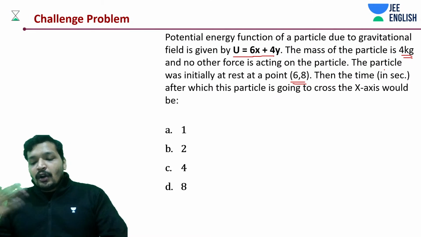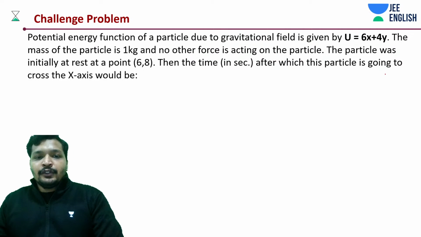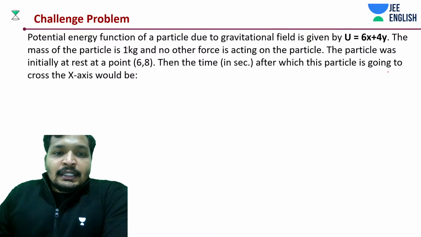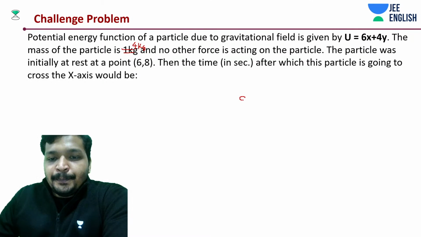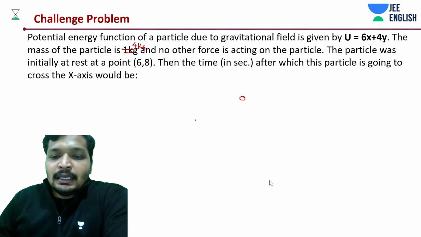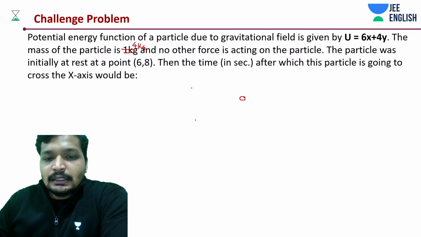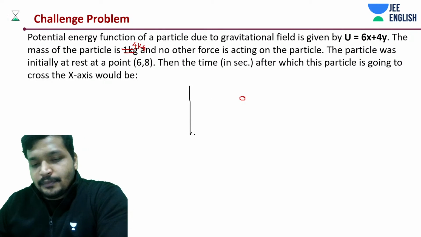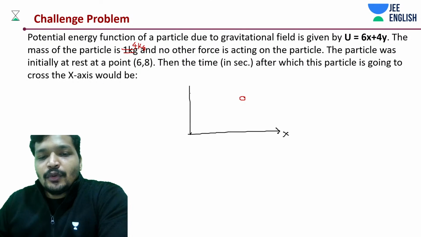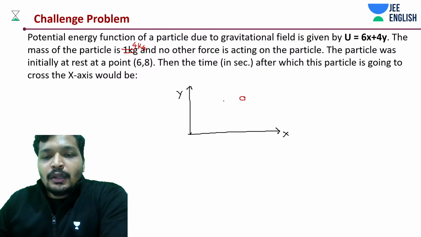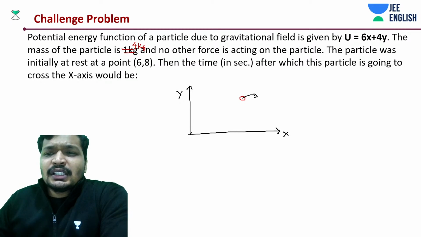Okay, all right, let's get into this question. It's a very interesting question, of course. So anyways, let's correct this. This is going to be 4 kg. Now the thing is, there is a particle. Of course, there is an x-axis and a y-axis. Now this particle's position is given to you as 6,8, not up to the scale, of course.